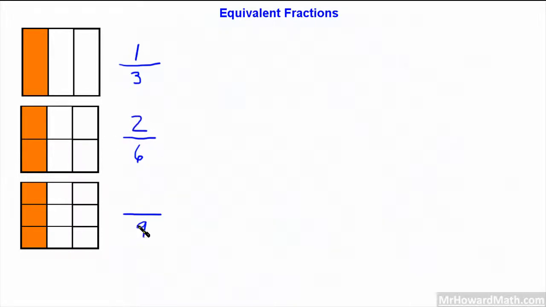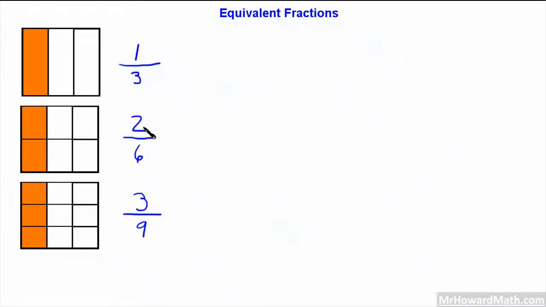Okay, 2 out of the 6 are shaded. Now down here we said the denominator is 9. 1, 2, 3, 4, 5, 6, 7, 8, 9 total pieces. How many are shaded? 1, 2, 3. 3 are shaded. Alright, so can you see that this is all equivalent? I think you can. And let's prove it to ourselves.